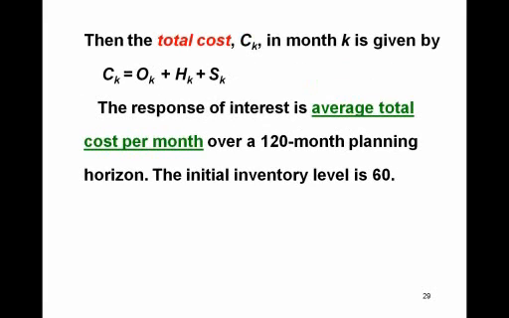The total cost, C sub k, of operating your inventory system in month k is given by C sub k, which is the sum of your 3 individual costs: ordering, holding, and shortage. And the response of interest for our simulation model, here for some reason I used a 10-year planning horizon, 120 months, is the average value of C sub k over this 120-month planning horizon, and the initial inventory level for our company is 60.